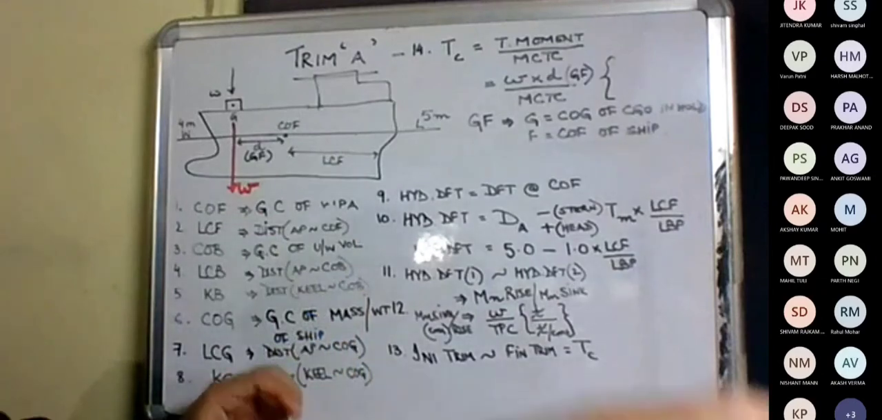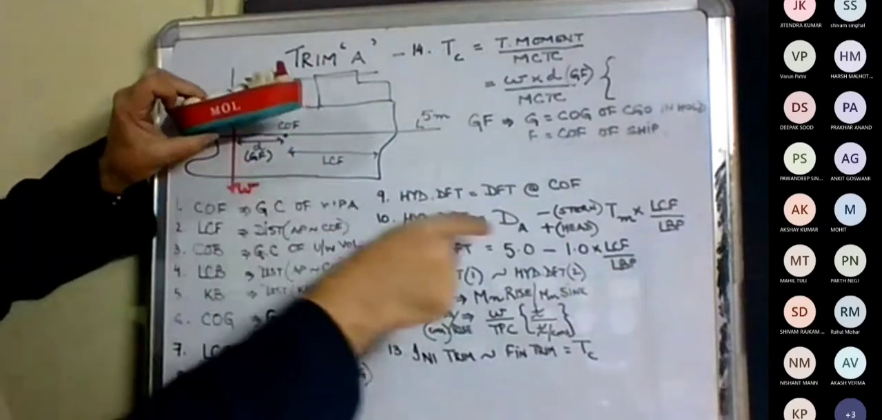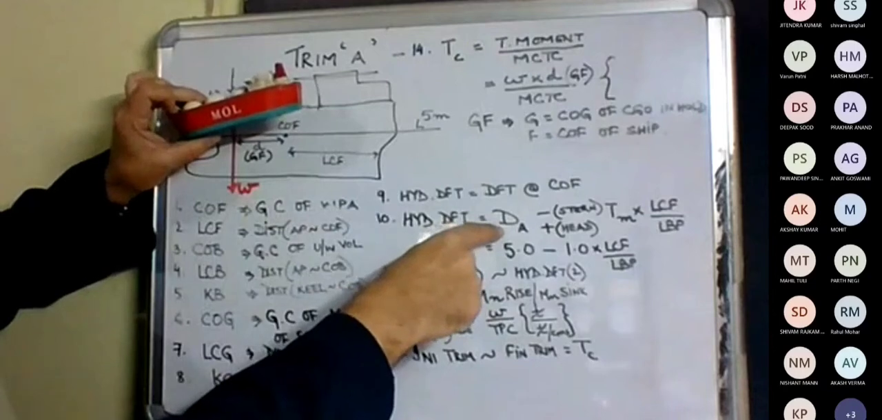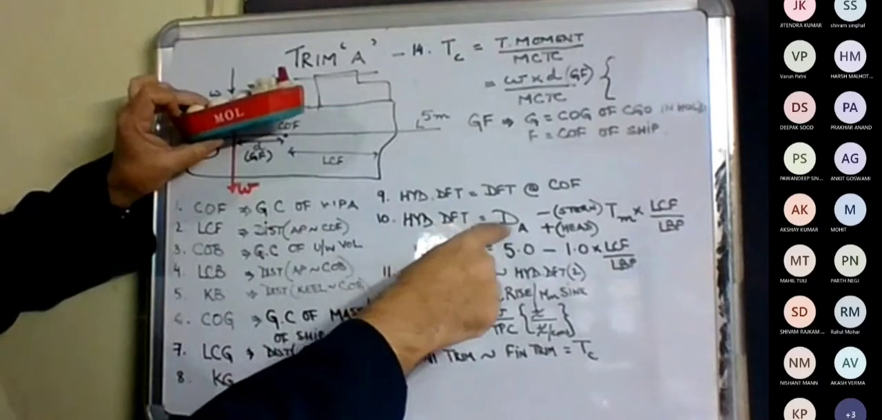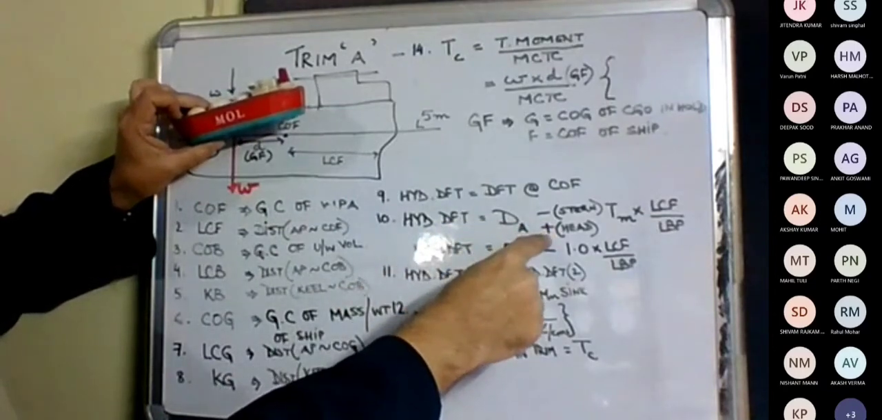If the vessel is down by head, the formula remains the same. dA plus head. The sign will become plus.